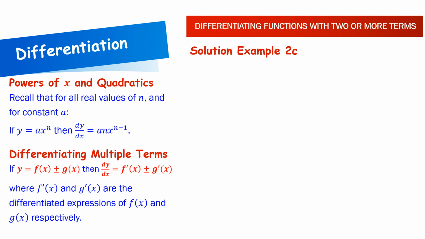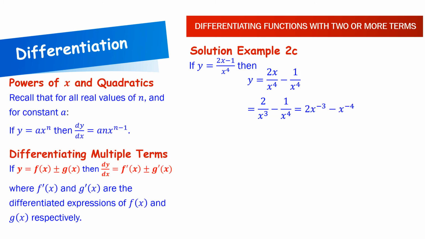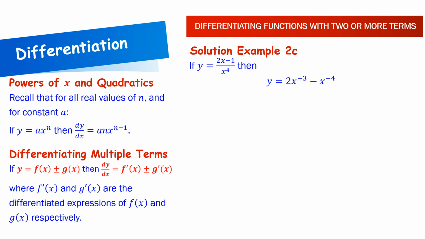Now let's solve example 2c. We are required to differentiate the expression shown on your screen. Again, we need to put this in a format that we can work with. So if y equals 2x minus 1 over x to the power 4, then this can be rewritten as 2x over x to the 4 minus 1 over x to the 4, giving us 2 over x cubed minus 1 over x to the 4. And this can be rewritten as 2x to the minus 3 minus x to the minus 4. So here's our expression for y, which we can now work with in order to differentiate.